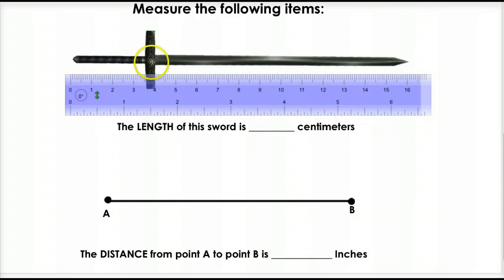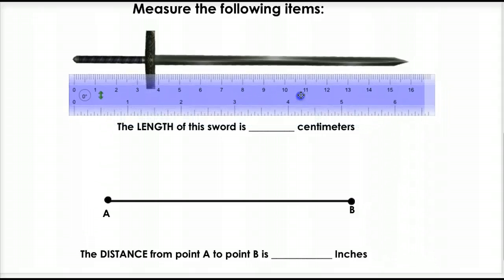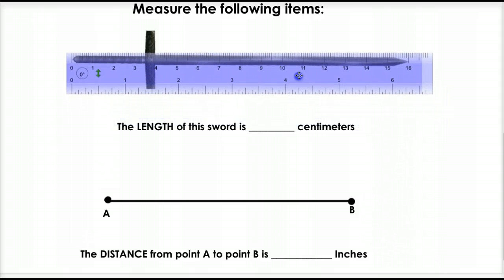Now, we want to find the length of this sword in centimeters, so we're going to use the top part for this. What we do is we line up the end with 0, and we look all the way to the other side to see how long the total length is. And we see that this is actually 16 centimeters. The total length is 16 centimeters.